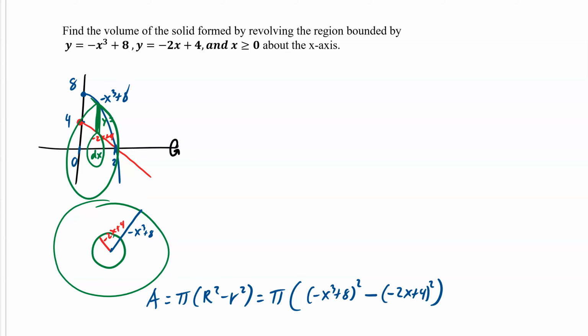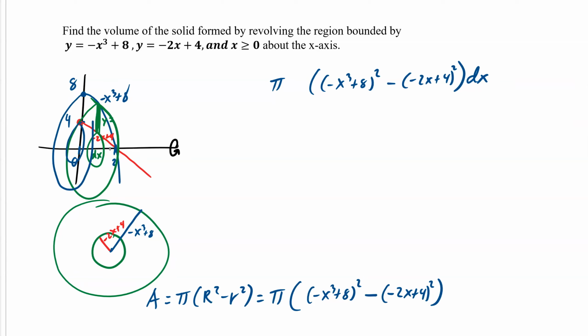And what's the thickness of our area? dx. So we know our volume is going to be pi times negative x cubed plus 8 squared minus negative 2x plus 4 squared. And we want to find the thickness, which is dx. It's written right there. And our little rectangle is going to go all the way through our function from here to here. So I'm going to draw that inner one and that outer one.